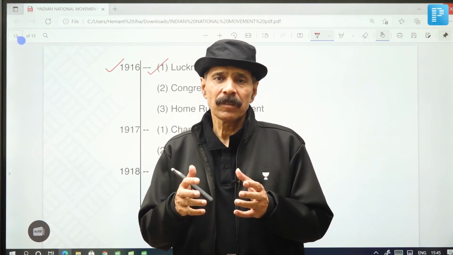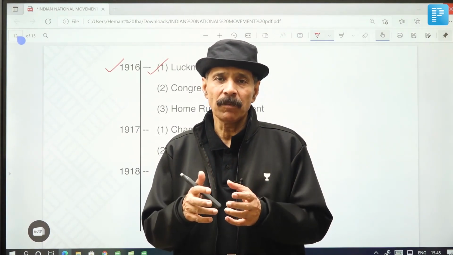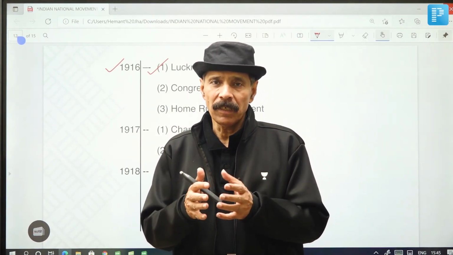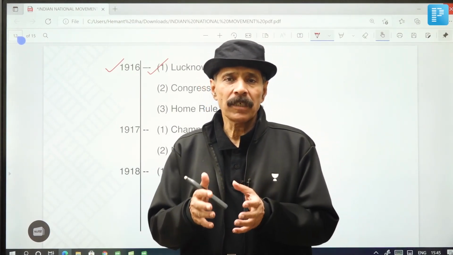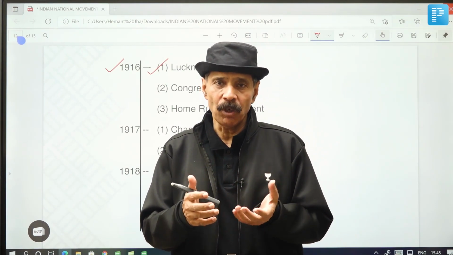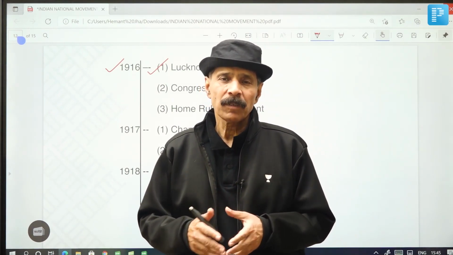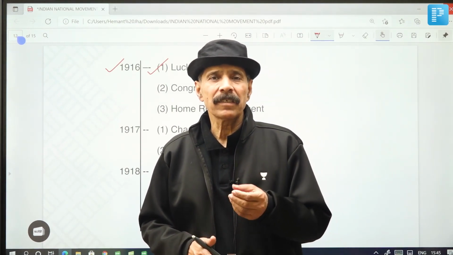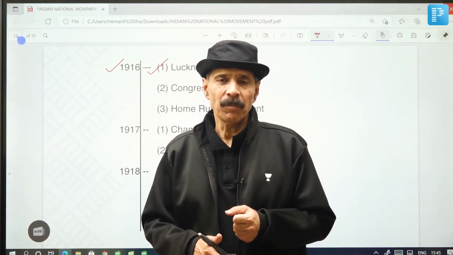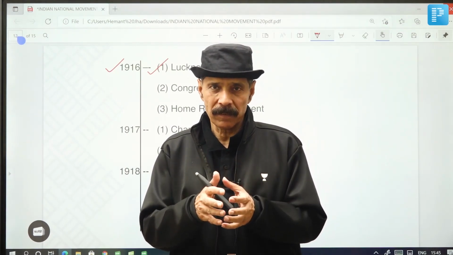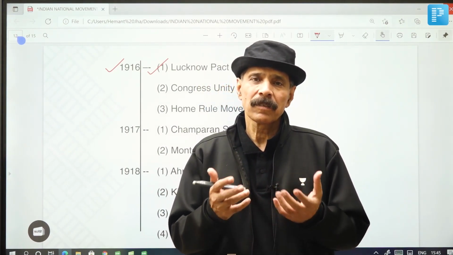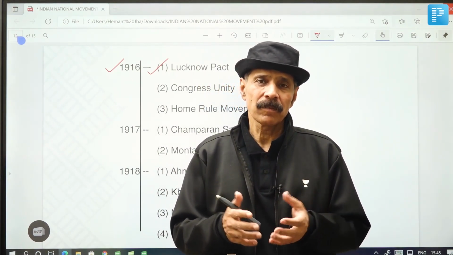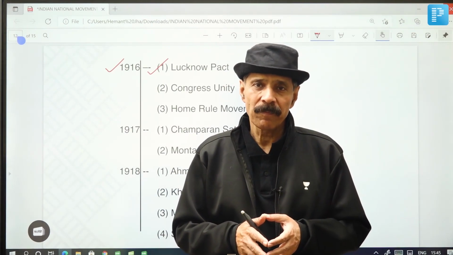So this was a political unity between Muslim League and Indian National Congress. This pact was for a joint struggle for self-government. So this pact was, in a sense, a progressive move representing a united front of League and Congress for the struggle for self-government or Swaraj.